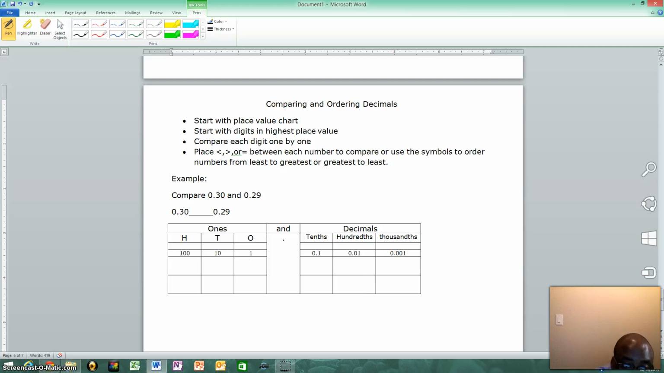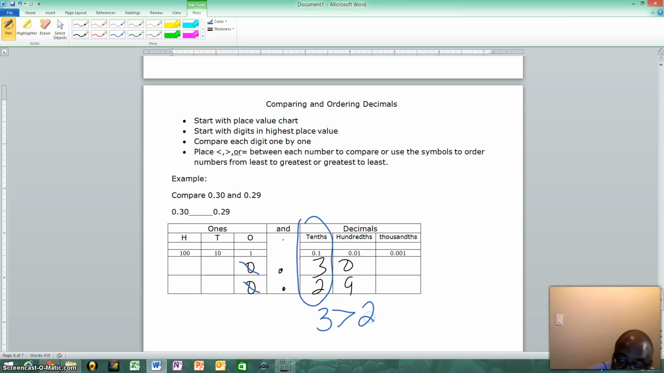So let me put my number: 0, 0, decimal, 30, 29. We start in the highest place value first. So we start here in the ones place. 0 equals 0, so we can't compare there. Now we look at our first place, which is the tenths place, which has two numbers that are different. And we know that 3 is greater than 2.